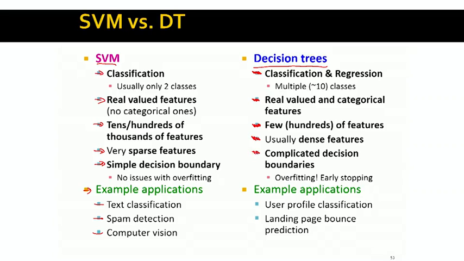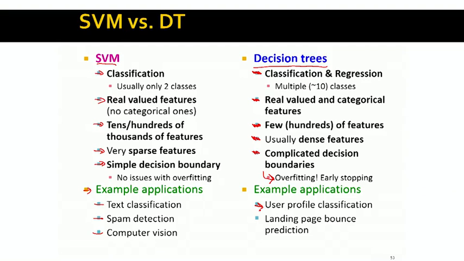Unlike SVMs, decision trees allow us to come up with complicated decision boundaries. This is good. On the other hand, we have to be very careful because otherwise we will overfit to the data, so we need to do what is called early stopping. Some example applications for decision trees would be user profile classification, where we describe each user with a small set of features, and now we would want to classify these users maybe as fraudulent or not, and this would be an example application for decision trees.